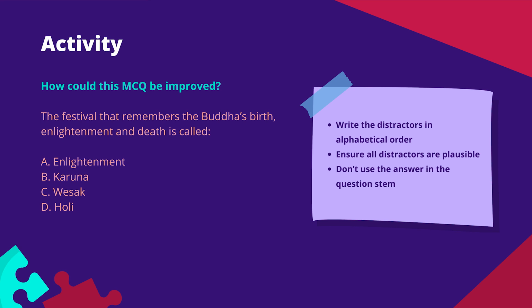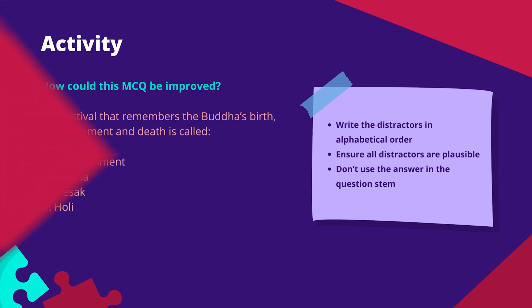Secondly, the term enlightenment is in the question and in the options. And so that could be really confusing, especially if it was the correct answer in this case, and it would compromise the validity of the question. Also, when we're writing an MCQ, the distractors are always listed in alphabetical order to remove any sense of bias or pattern, which could be unintentionally written into the question.